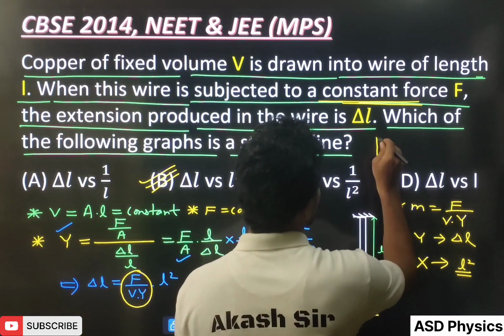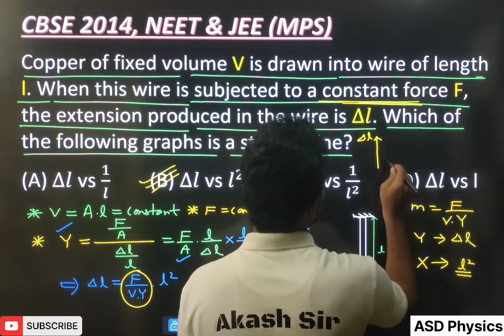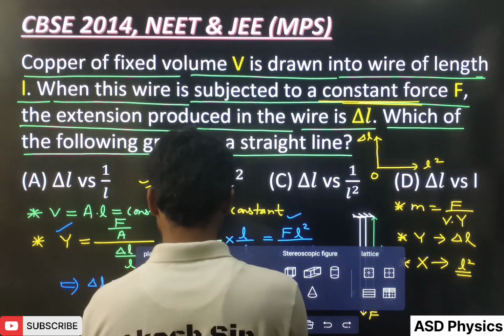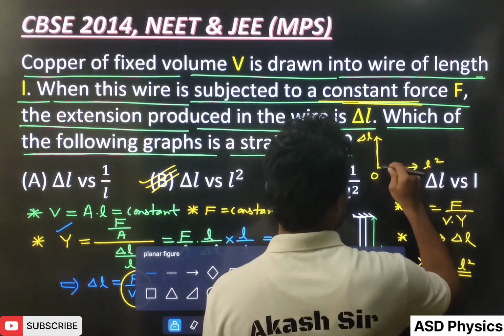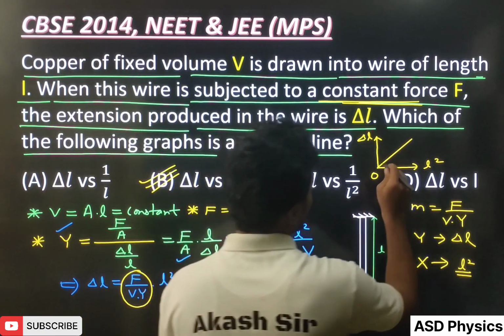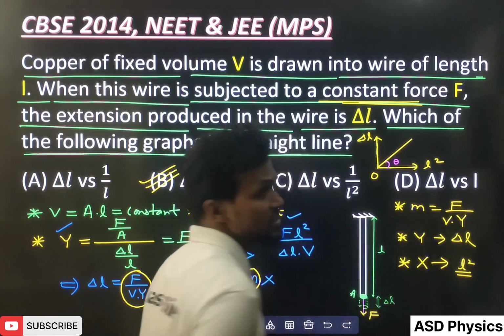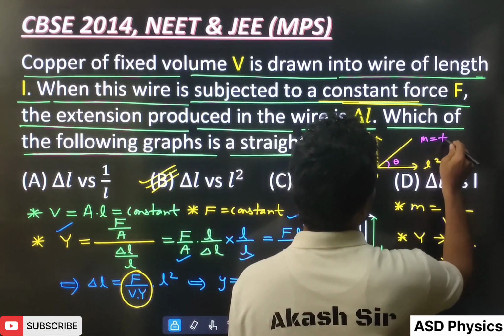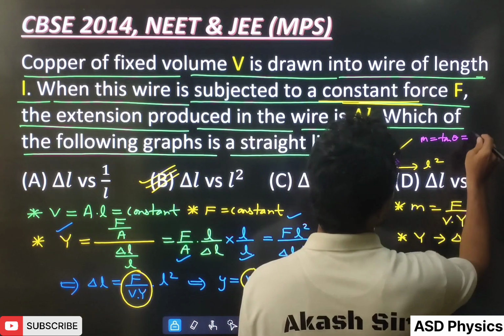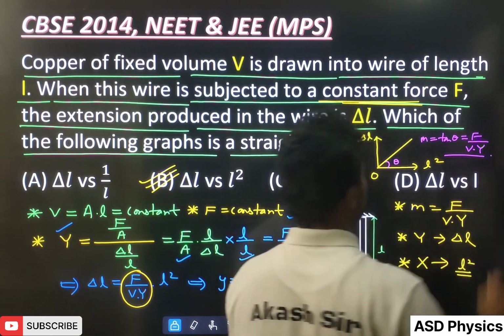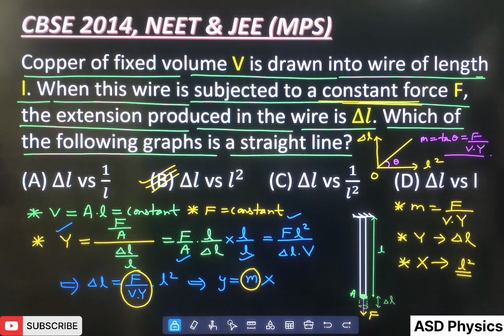That means if I draw here like this, let's take along the y direction delta L, along the x direction L square. Okay, so if I write here, the graph will go like this. This is the graph. And after that, let's take for example, if this is theta, we can tell very well here this m is tan theta. And anyhow, what is there? F by V into Y. This is the situation. Can you see very well?